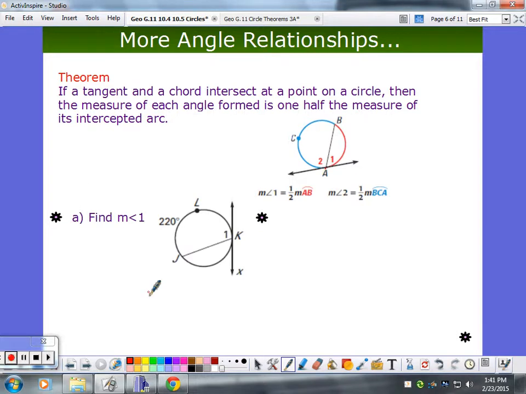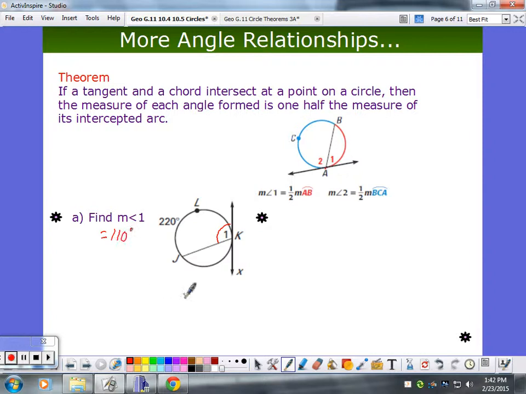Okay, so this first example here. I want to find the measure of angle 1. This 220 represents the entire piece here. So if this whole thing is 220, what's the measure of angle 1? 110. It's going to be half of that intercepted arc.